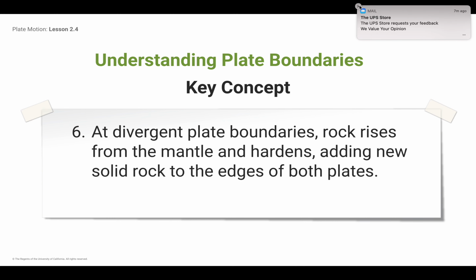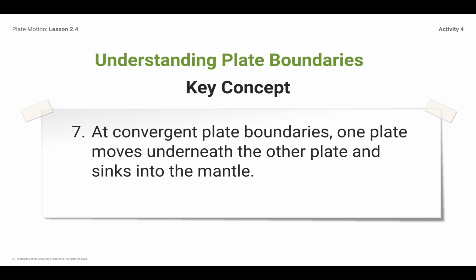We just talked about divergent plate boundaries and how the plates move and how the plate and the mantle interact. Okay, so at divergent plate boundaries, rock rises from the mantle and hardens, adding new solid rock to the edges of both plates. If you do not have that written down in your key concept graphic organizer, pause the video right now and take a minute to write that down before you move on.